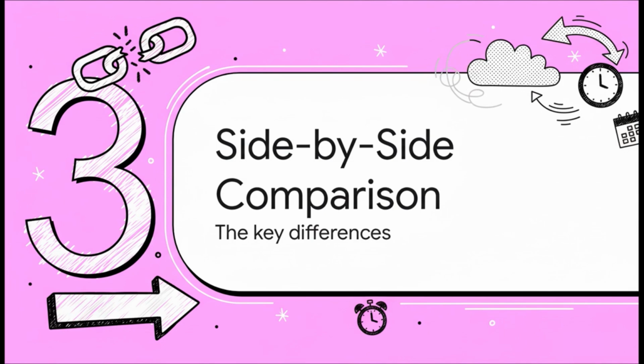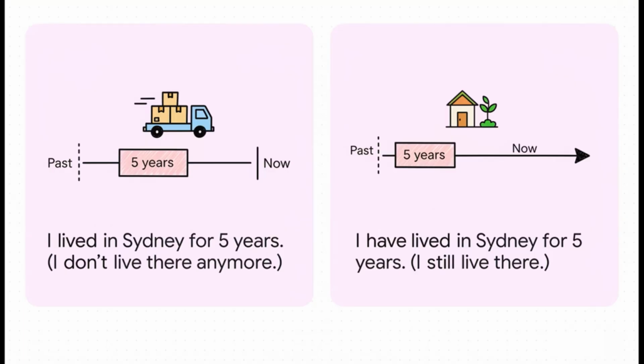Okay, now for the best part. Let's put these two tenses side by side. This is where it's all going to click and make perfect sense. Okay, look at this. On the left, past simple. I saw the movie last night. See? Specific time. It's finished.